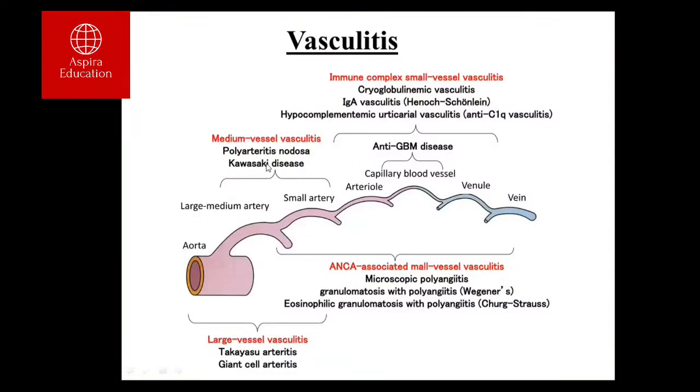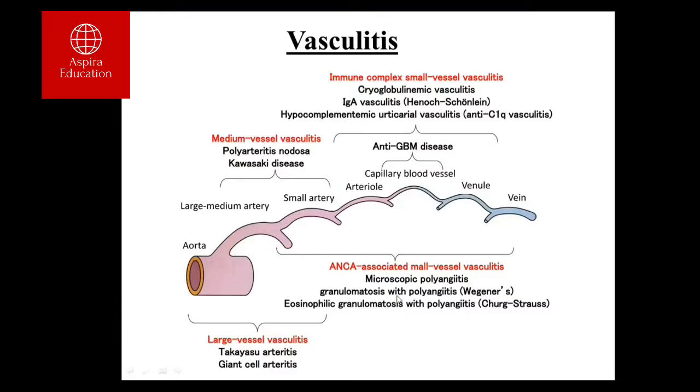Kawasaki disease you should see in children, and in the exam, you should know about polyarteritis nodosa. Then coming to the involvement of the smaller vessels, these small vessel vasculitis are usually associated with ANCA. ANCA stands for anti-neutrophil cytoplasmic antibody. We have three important etiologies for these. One is microscopic polyangiitis. Second is granulomatosis with polyangiitis, previously termed Wegener's granulomatosis. The third one is eosinophilic granulomatosis with polyangiitis, previously called Churg-Strauss syndrome.